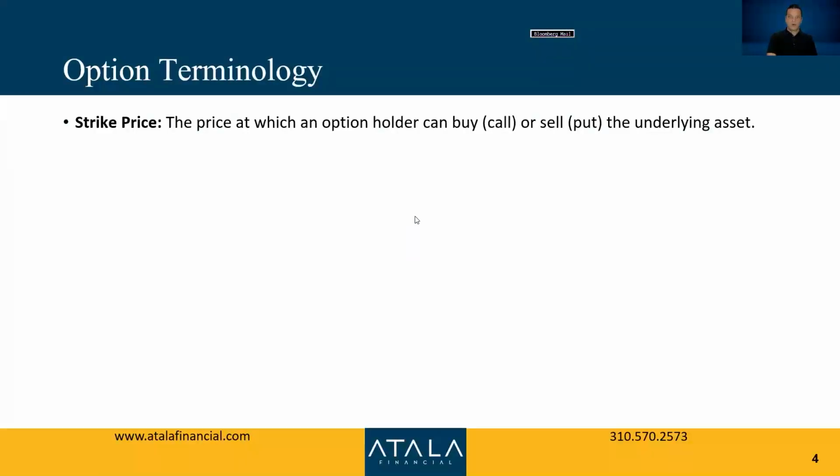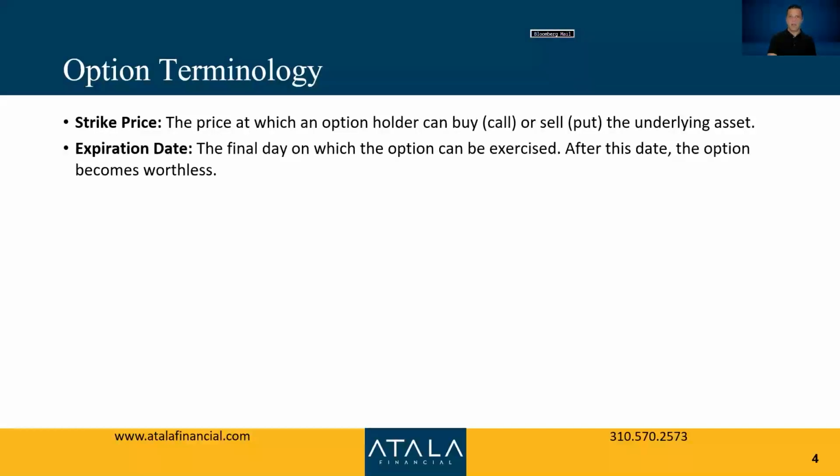The first important term of options is the strike price. This is the price at which the option holder can buy, in the case of a call, or sell, in the case of a put, the underlying asset the contract is based on. The next important term is the expiration date. This is the final date on which the option can be exercised. After this date, the option becomes worthless.